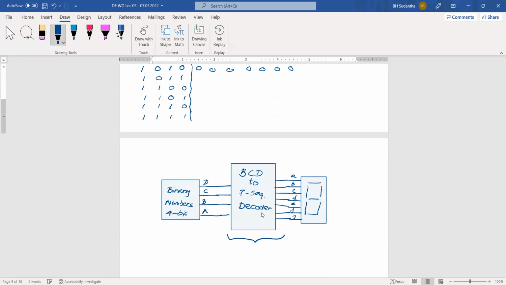Then we develop this BCD to 7 segment decoder to do these things. Can you recall the first steps that we have to follow? First step, we should identify the number of inputs and number of outputs. Now we have done that. From capital A to capital D, we have 4 input lines for the binary number input side. On the other side, to connect the 7 segment display, we need segment A to segment G, 7 output lines.